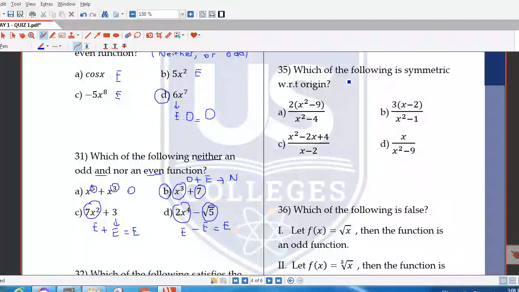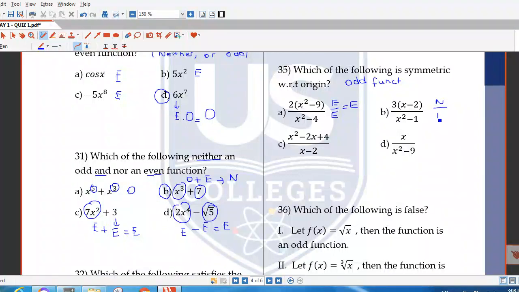35. Which of the following is symmetric with respect to origin? Again, our question is about finding odd function. I have a number and even power, so numerator is even, denominator is also even, so it will be an even function. Odd and even, their addition doesn't make any sense.